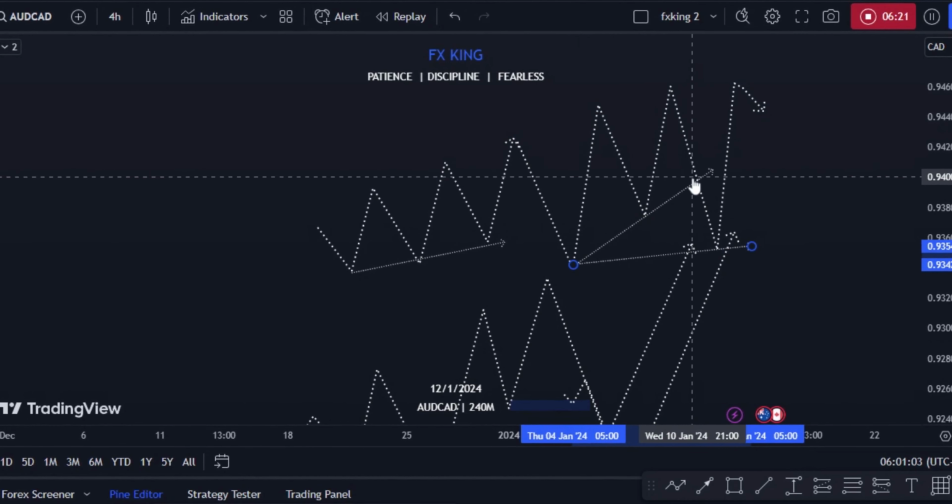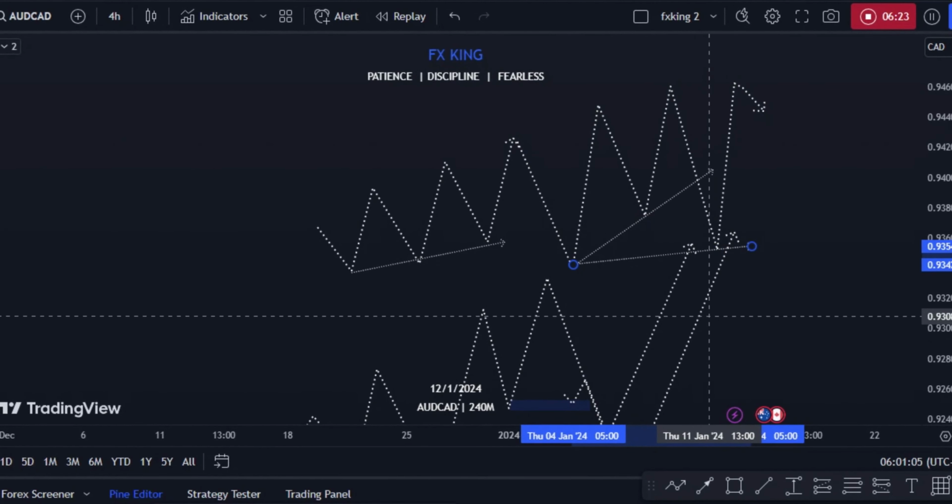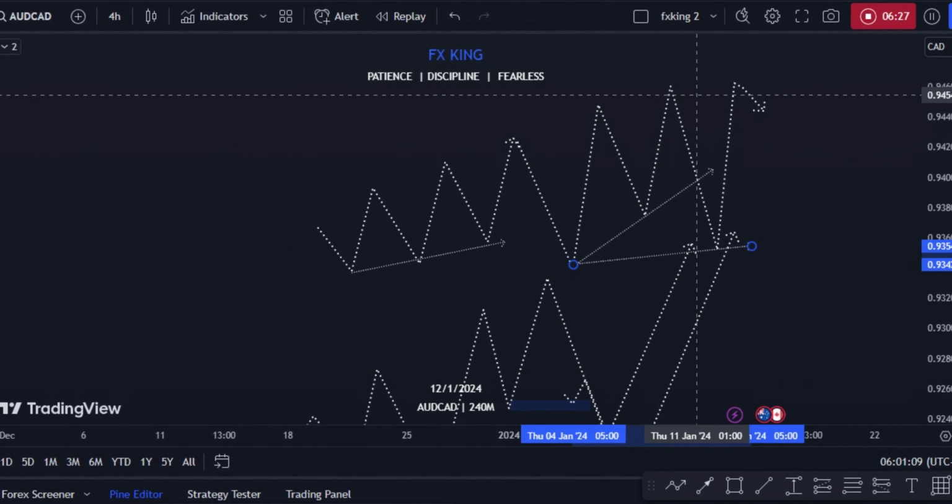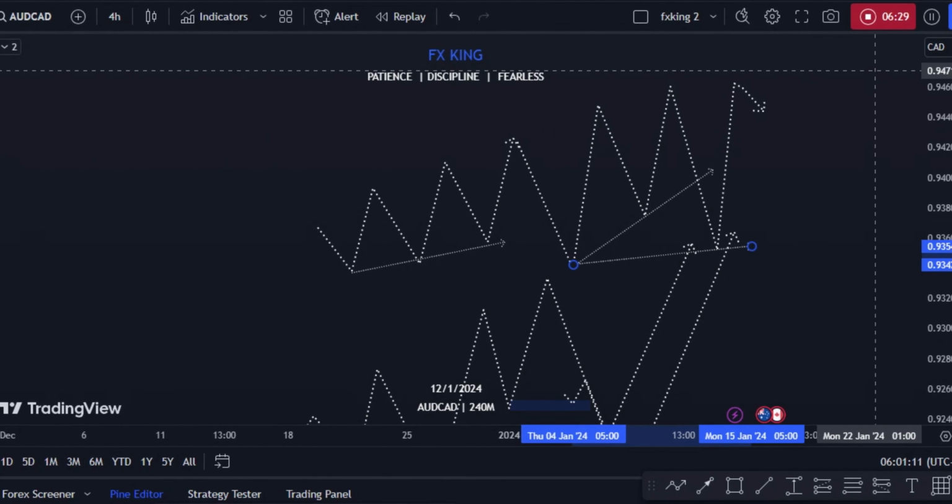Now, this person draws his own like this. He is expecting this to be the third touch. He buys here, market just... this person draws his own like this. He's expecting the market to come and bounce somewhere around here. The market just reaches here and continues up.